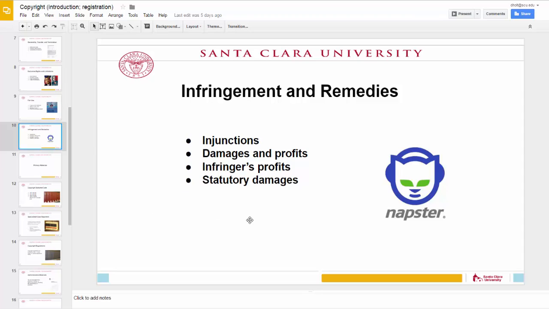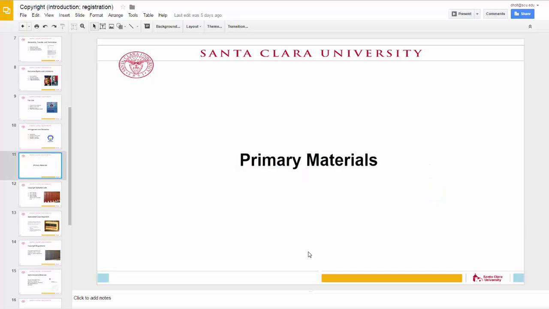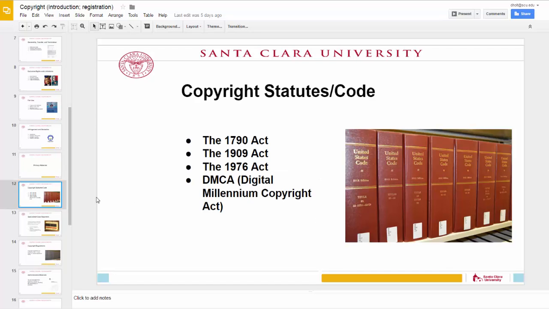So in terms of the primary materials that we have available in copyright legal research, we start with the statutory and legislative materials that have been produced. The first copyright statute is the 1790 Act, followed by an act in 1909 and 1976. The DMCA is the Digital Millennium Copyright Act, which was enacted in 2000. Virtually all of these statutes have been codified into the U.S. Code.